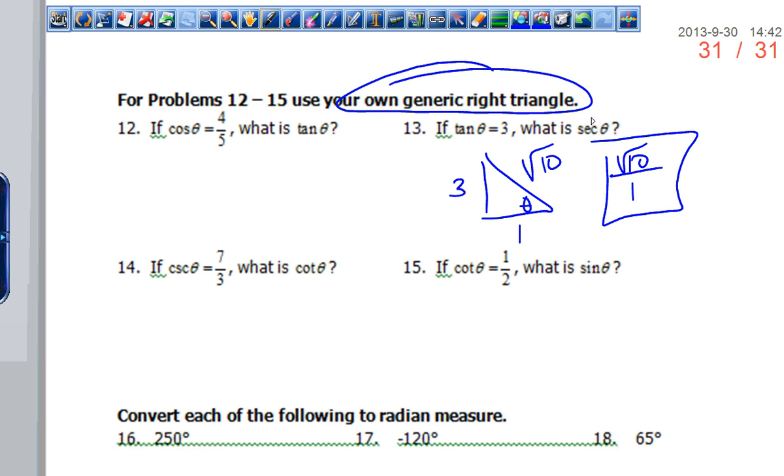For number 14, it's cosecant of theta, so that's 1 over sine. That means hypotenuse over opposite. If I'm going to find cotangent, I first have to figure out what the adjacent side is, so I'm going to have to work backwards. I'm going to square 7, square root of 3, and subtract. That gives me the square root of 40. Can I break 40 up at all? Yeah, 4 and 10, right? So it's going to be 2 root 10. Okay, cotangent is adjacent over opposite, so 2 root 10 over 3.